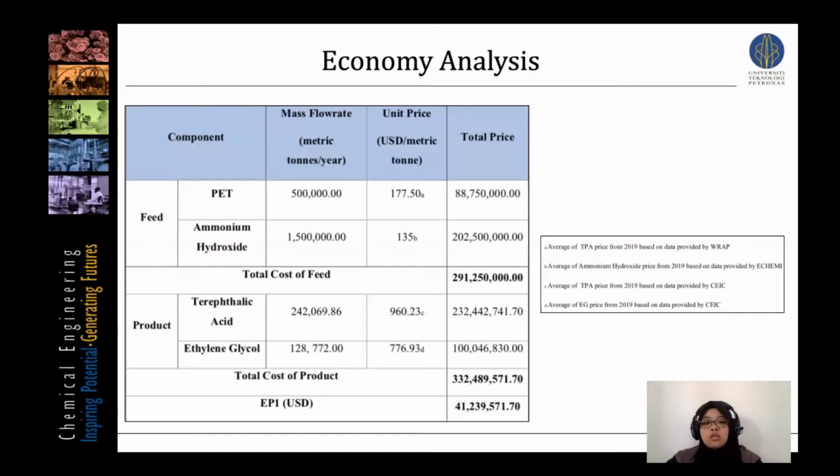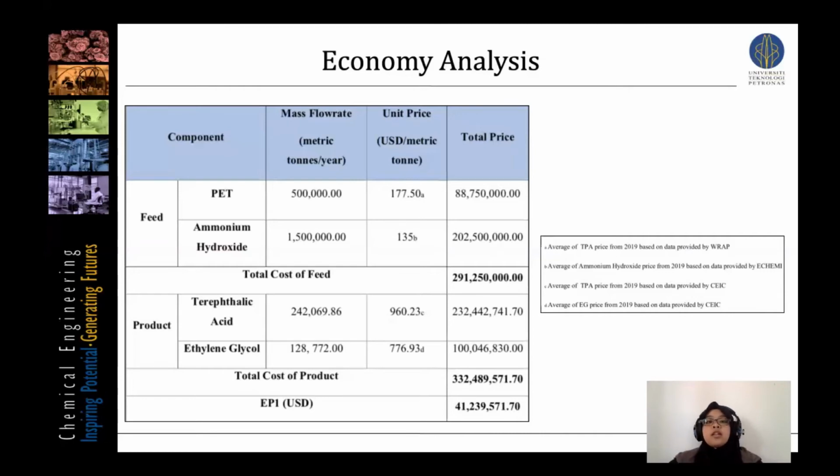minus the total cost of feed. Therefore, we will have a positive number of economic potential 1, 41,239,571.70 cents. So this shows that our plant design project is feasible.